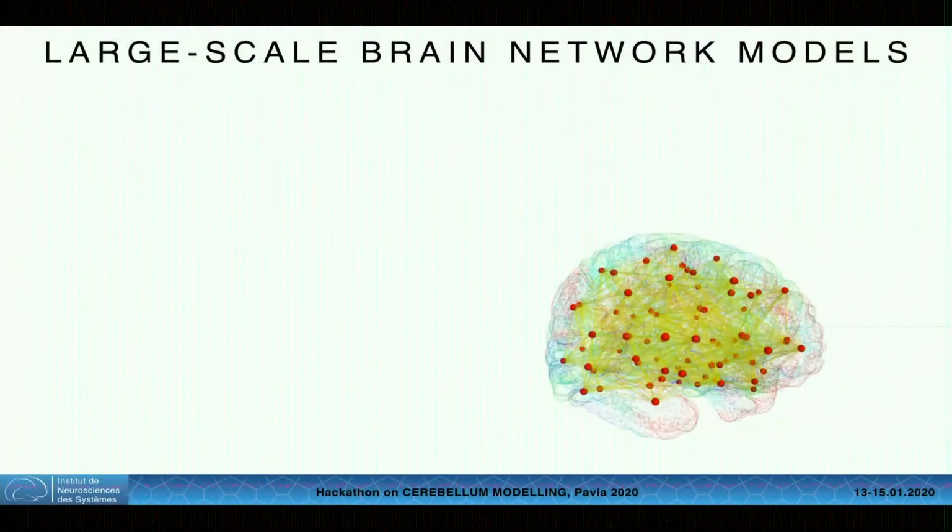The paradigm behind the large-scale brain network modeling, as also Egidio mentioned, is that we assume that the brain can be divided into separate anatomical regions, and that we have a way to find the actual structural connectivities between these regions, how these regions communicate between each other.